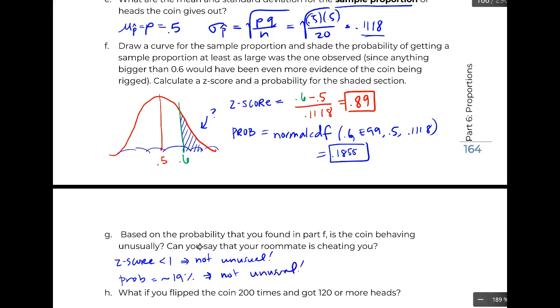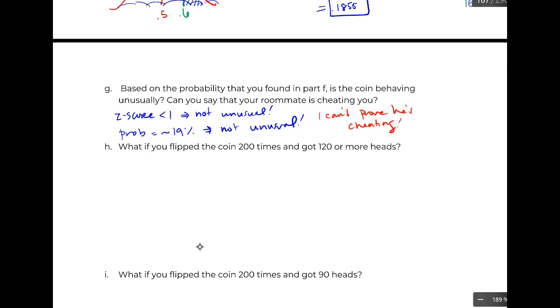So what can we say about our roommate? Well, we can't say much of anything. 0.6 is something we would expect to happen, right? This is like us rolling our die. This could definitely happen if it's a fair coin. So basically, I can't prove he's cheating. I'm never going to say he's not cheating because that's what I want to prove, but I don't have enough evidence to go tell him he did something wrong.